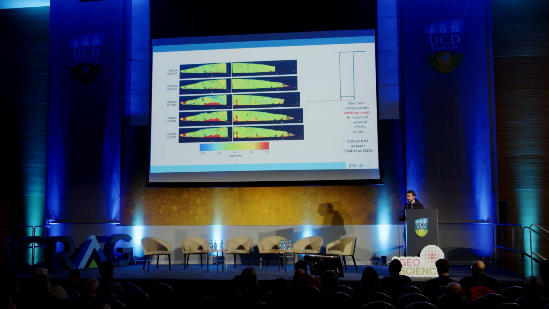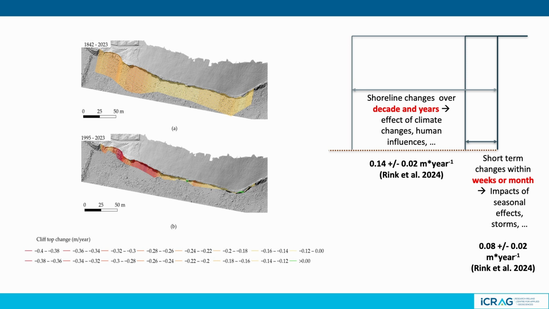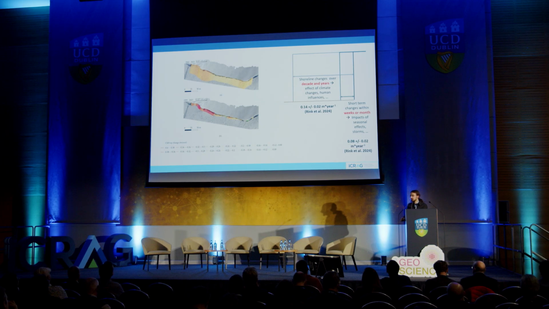But since we also have old maps from 1842, and old photographs from the 1990s or so, we can also measure the cliff top. We can see not the face, but the cliff line, how did that change over a longer time scale? And it seems to be different. It seems to be 14 centimeters a year. And that's the question: what is behind it? Is it climate change? Is it human influences?